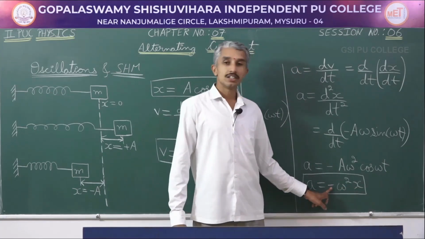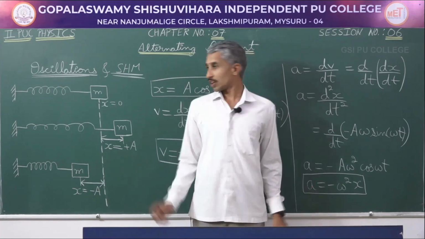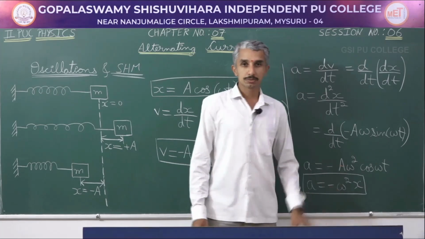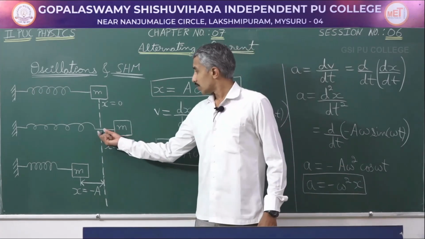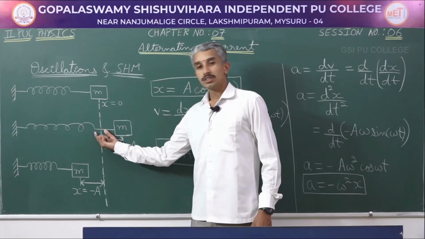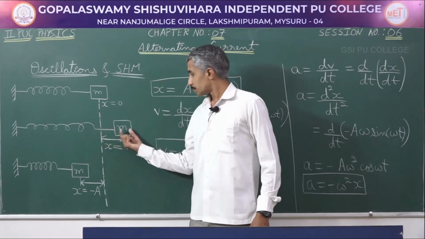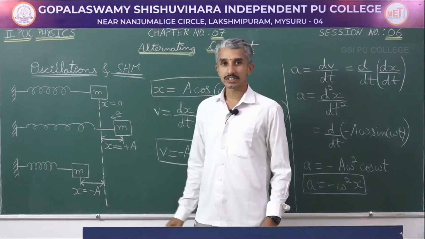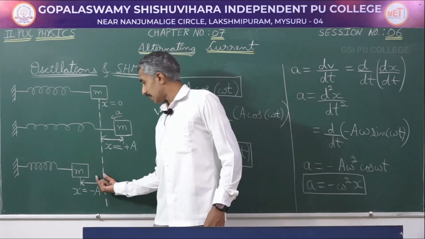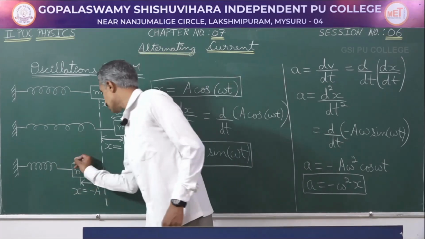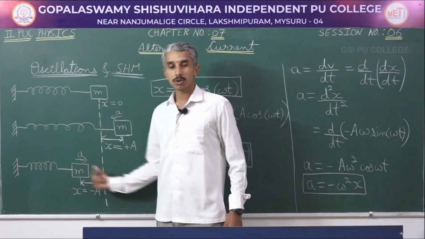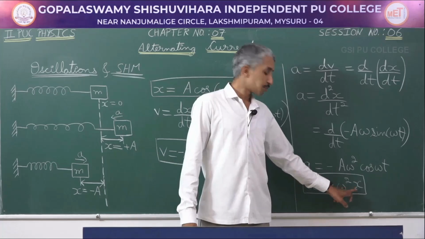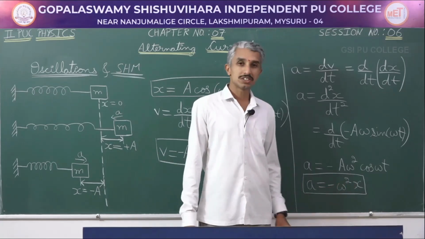The negative sign here tells us that acceleration of an object in SHM is opposite to the displacement, which means if the mass is proceeding towards the positive x direction, acceleration would be towards the negative x direction. If the mass is moving towards negative x direction, then acceleration would be in the positive x direction. So, in SHM, acceleration is directly proportional to displacement and opposite to displacement.